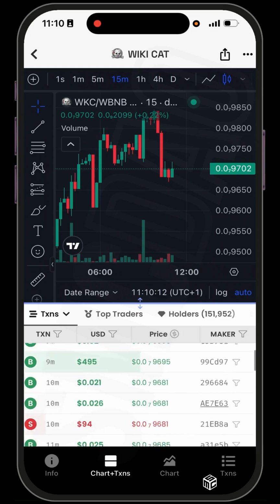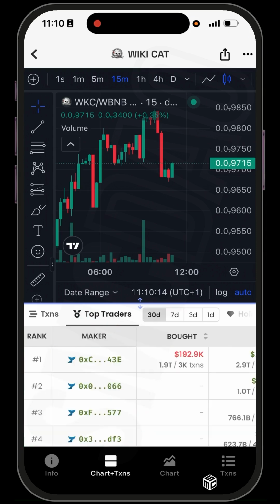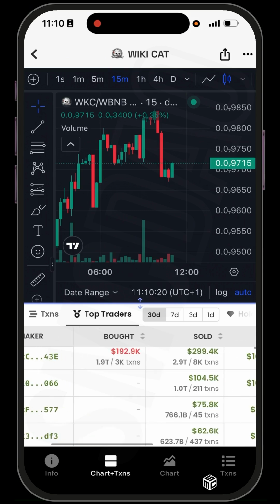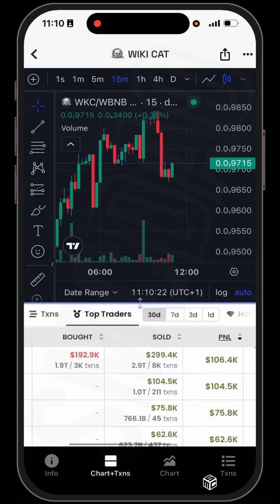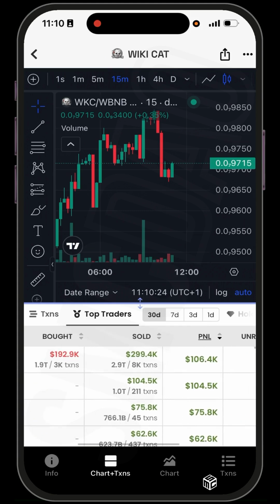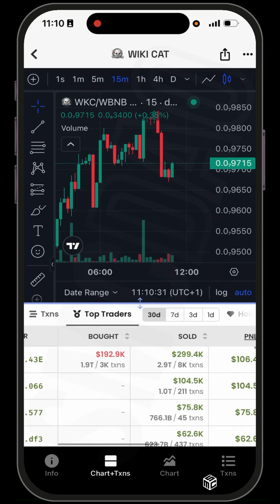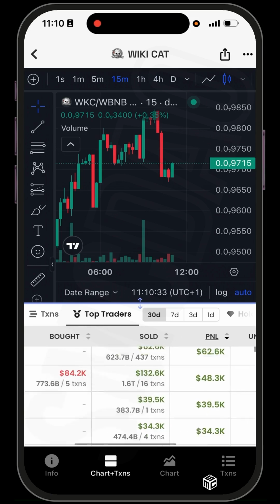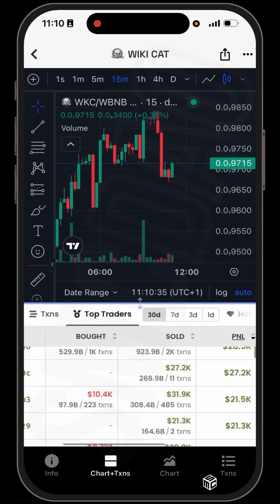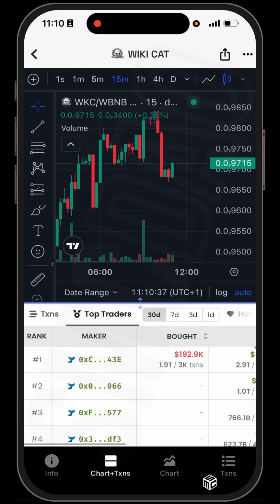You could also check on the top traders in here. You could see someone bought with 192k USD and sold at 299k, and he made a PNL of 106.4k USD. You could see most transactions here. Very cool. 82 sold at 132. So you get to know who is buying and who is selling.